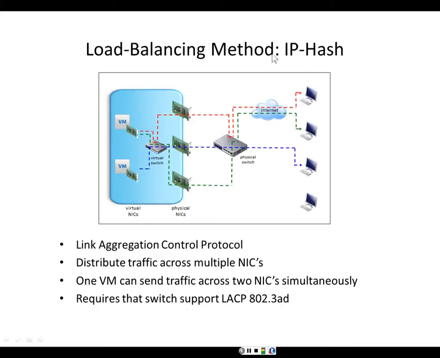the load balanced method of IP hash uses the link aggregation control protocol. That distributes traffic across multiple network interface cards, but the way it's different is a single virtual machine can send traffic across 2 network interface cards simultaneously, thus giving a throughput of 2 gigabits per second for a single virtual machine. The only catch is it requires that your switch support the link aggregation control protocol.